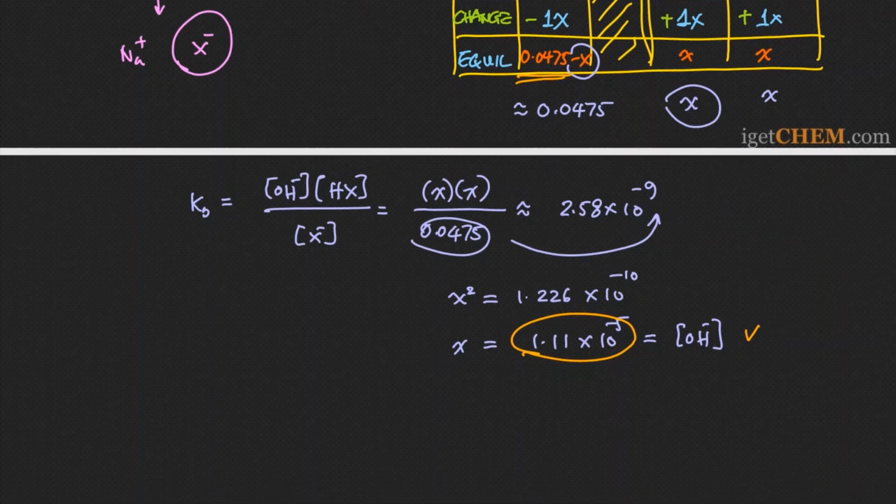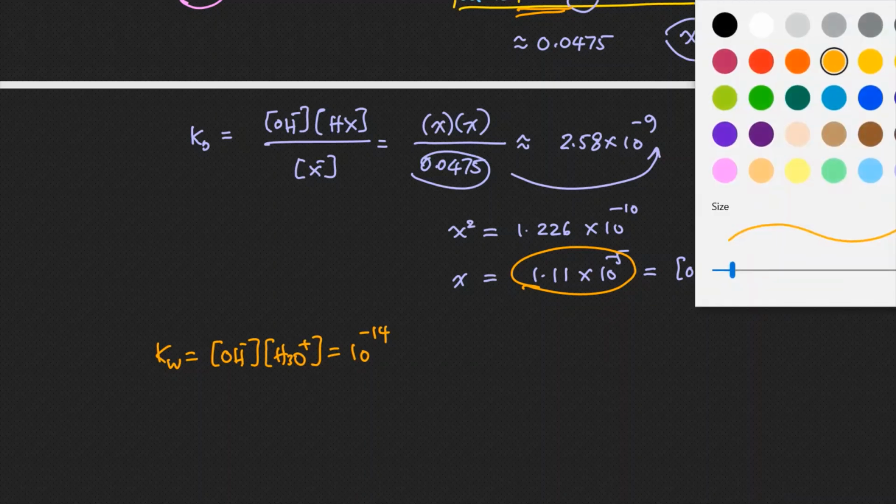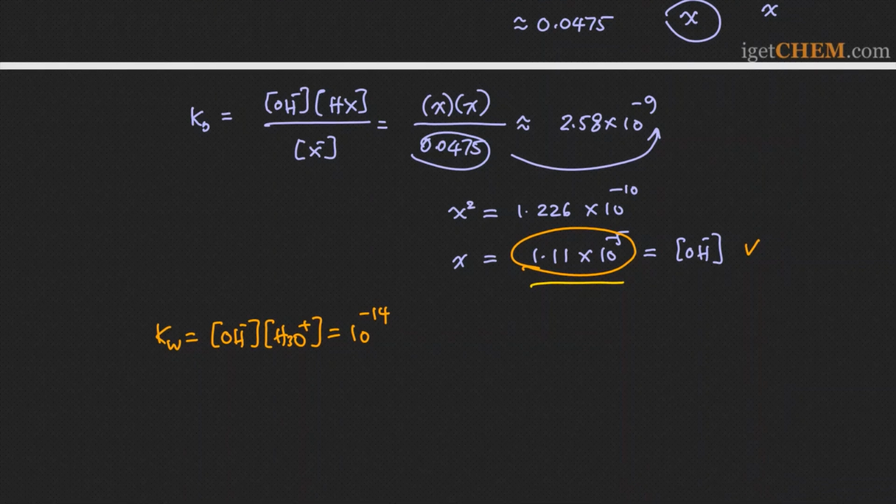Now with that as the OH minus concentration, you can then calculate the H3O plus concentration by using this relationship, Kw equals OH minus multiplied by H3O plus equals 10 to the minus 14. Or alternatively, you can actually use this concentration to calculate the pOH, and from that you can then calculate the pH. So let me do that instead of doing it the first way.